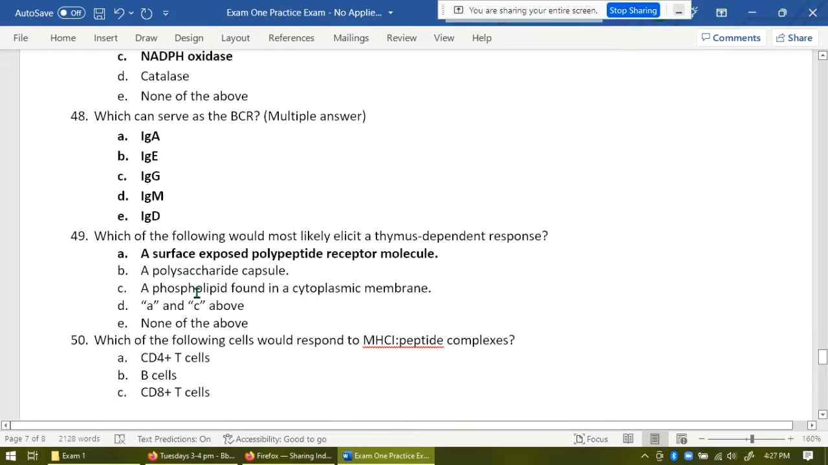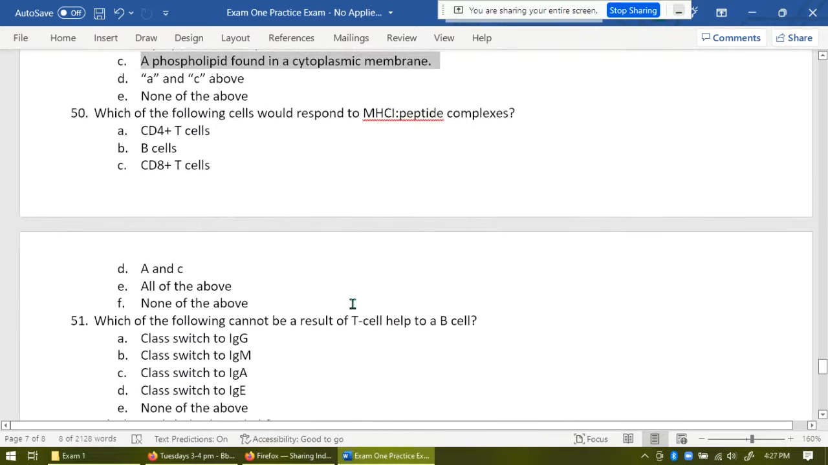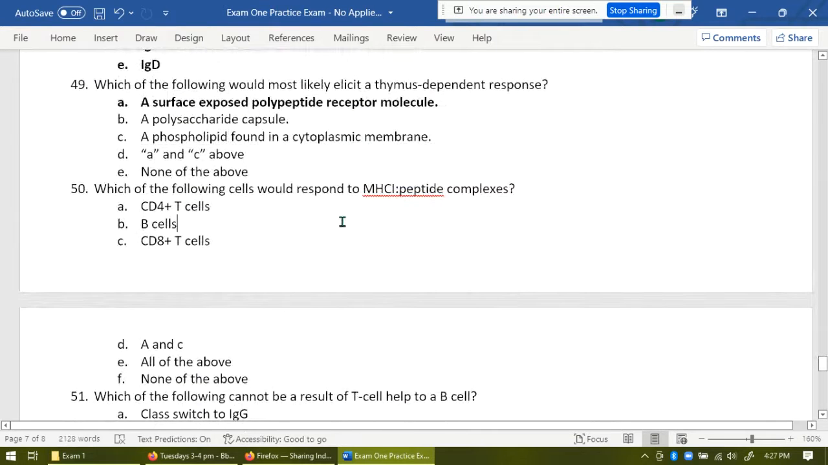So this one's going to be A. Now we're going to learn more about this weird thing called CD1 on our next exam. And this one's going to look a lot more plausible. But CD1 generally doesn't just present normal phospholipids. It presents these long lipids that are like 40 carbons long. Anyway, which of the following cells would respond to MHC1 peptide complexes?